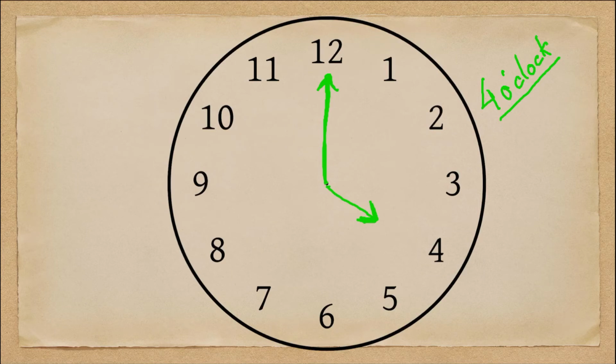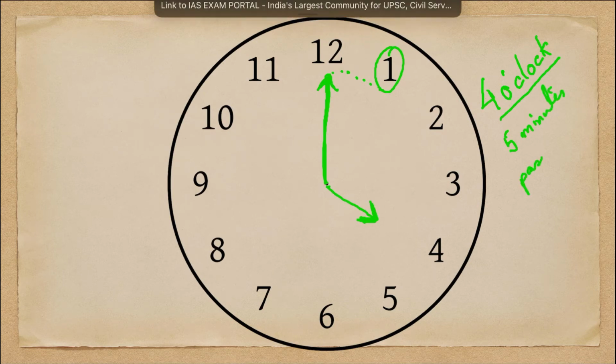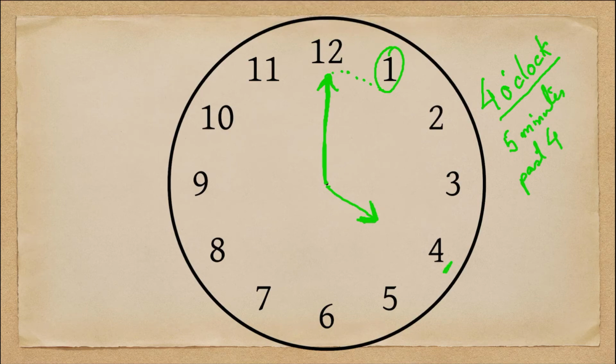Now gradually this minute hand will move in this direction. When it is here, the time will be 5 minutes past 4, because it is already 4. We have passed the time, so it is called 5 minutes past 4.